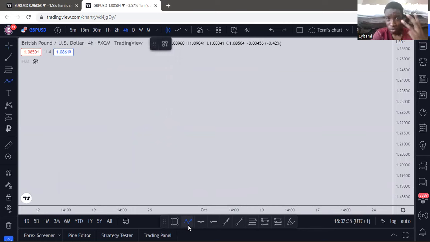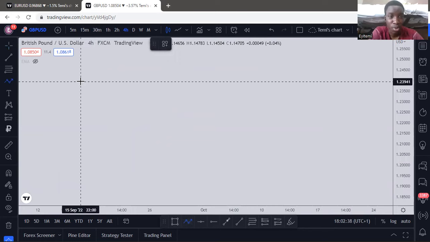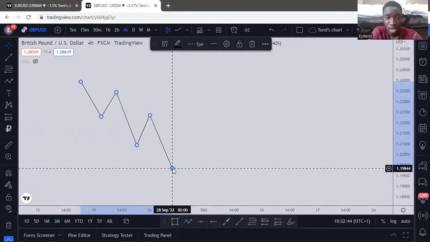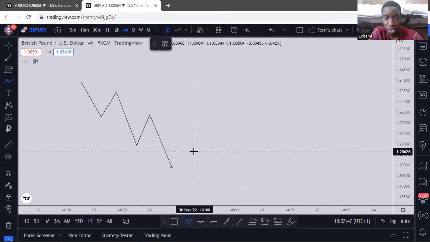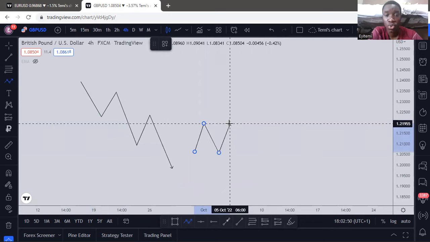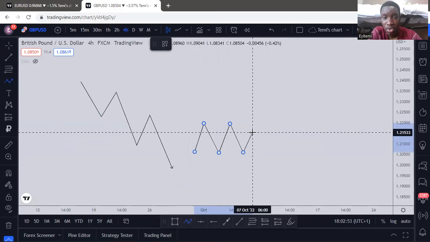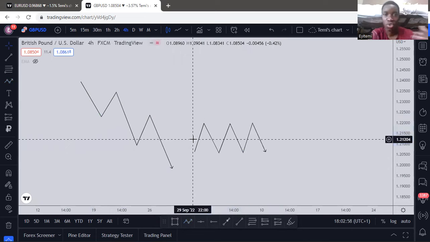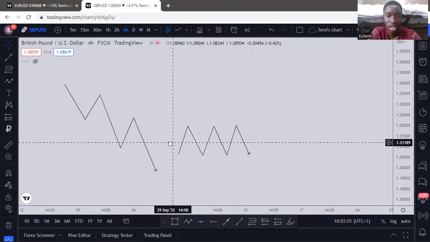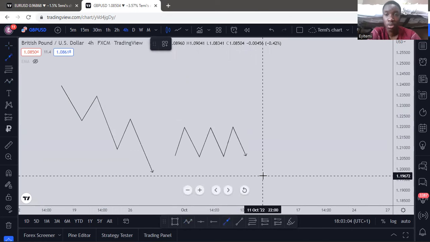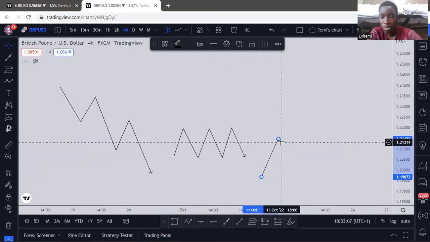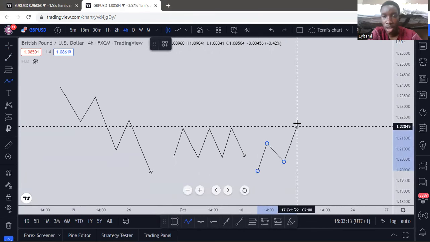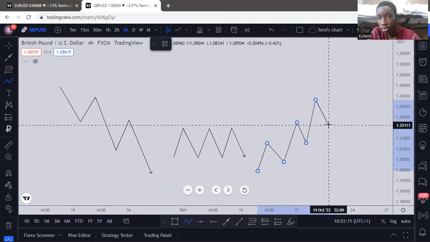Now, there are three ways in which the markets can move. There's a downtrend, where the market is forming lower highs and lower lows. There is consolidation, where the market is moving sideways. Some people also call it a ranging market, which is the same thing. It's not trending in any particular direction. And the final one is an uptrend, where the market is forming new highs, new lows, higher highs, higher lows, and continuing like that.